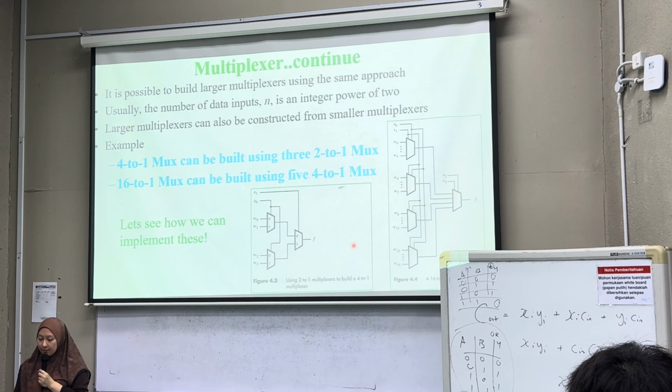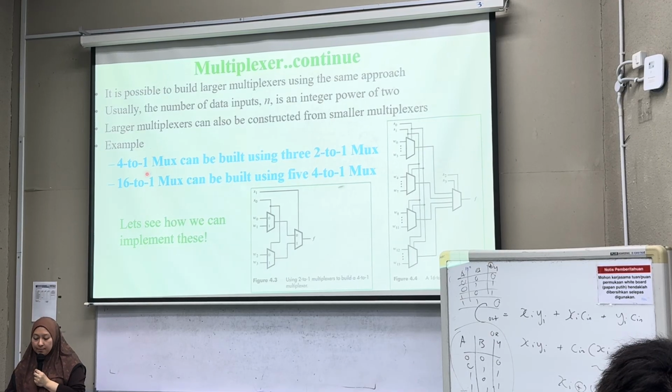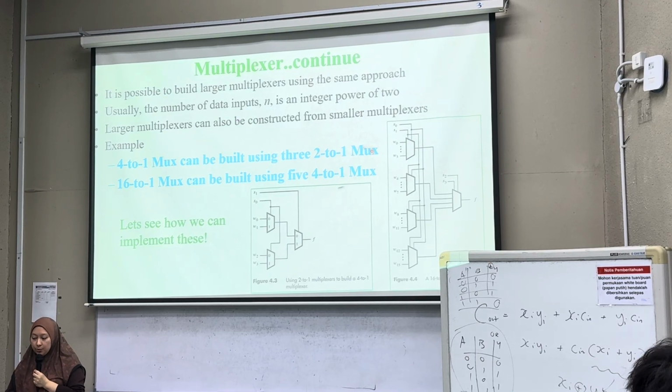Continuing, we are able to build larger MUXes using the same approach. Usually the number of data inputs n is an integer power of 2. Larger MUXes can also be constructed from smaller MUXes. For example, you can construct a 4-to-1 MUX using three 2-to-1 MUXes.